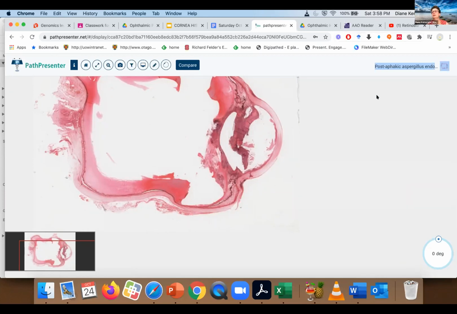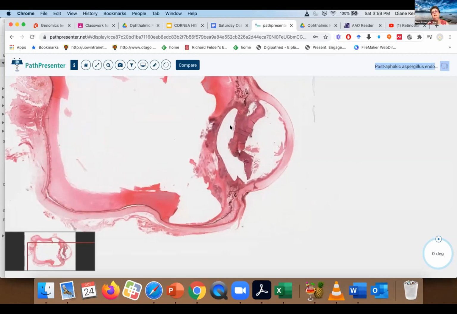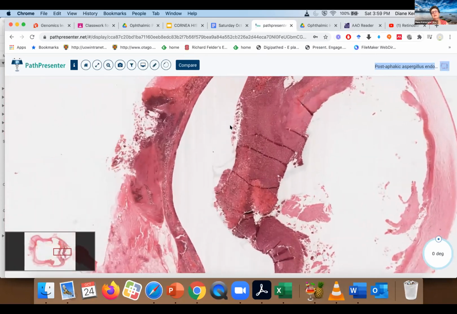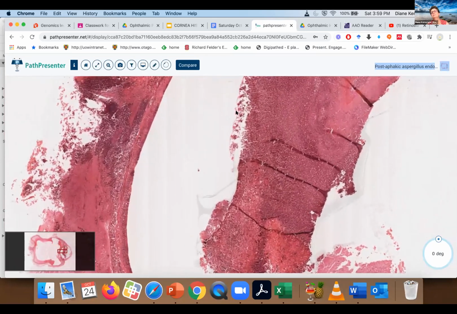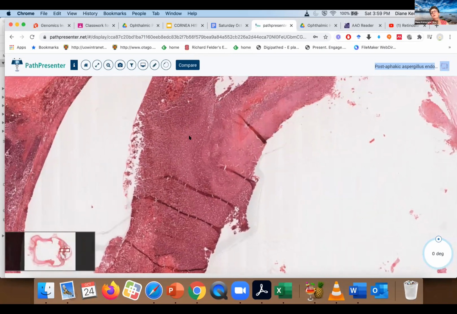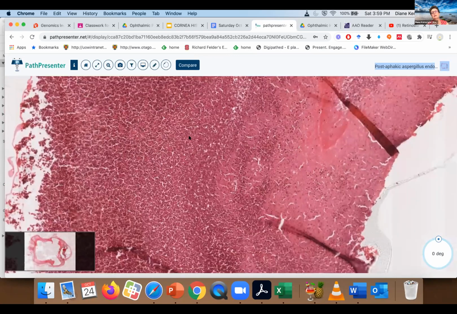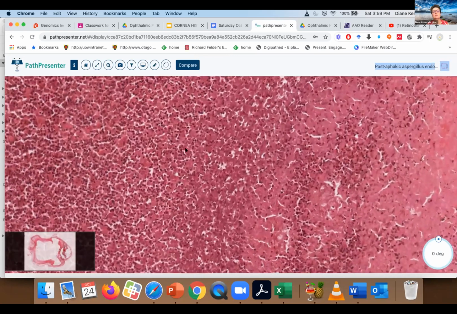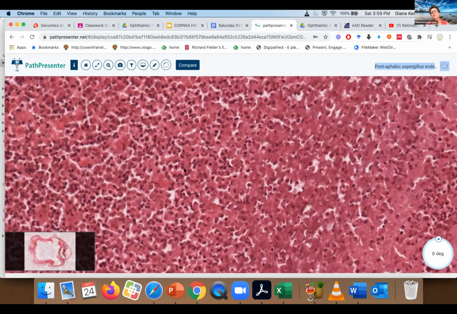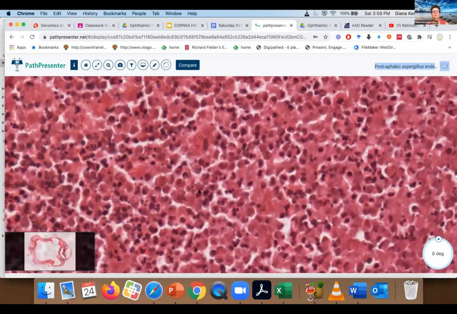Is there a question in the chat? Yes, Lucy asks: why doesn't it look very blue? I thought inflammatory cells were blue. That's true. It's a bit pink because the stain's faded, and quite a lot of them are necrotic. If you look down here into the non-necrotic bits, they're not really blue, they're just kind of dark.